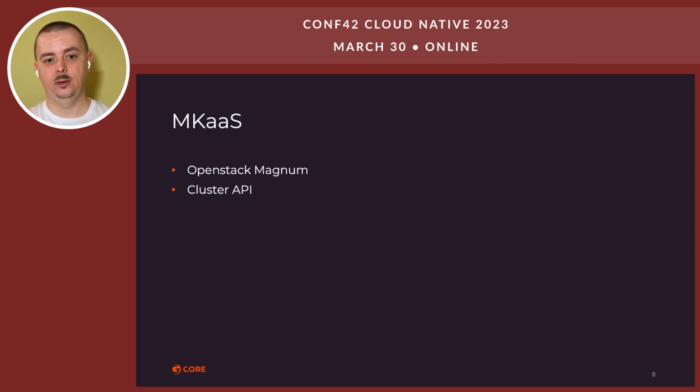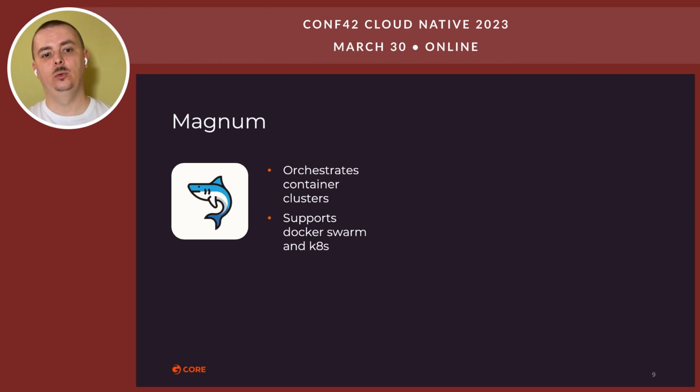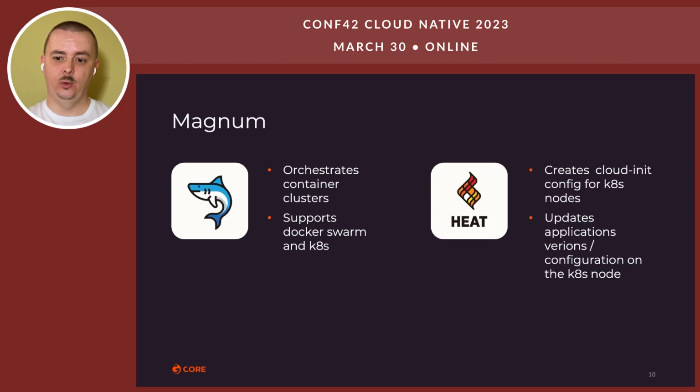And we'll start with OpenStack Magnum. So what does Magnum do? It orchestrates container clusters and it supports two technologies, Docker Swarm and Kubernetes, and we'll talk about Kubernetes. But Magnum itself cannot configure the virtual machines, and it uses another OpenStack component, which is called OpenStack Heat, and Heat creates cloud init config for the Kubernetes nodes, and it also updates application versions and configuration on the Kubernetes node.